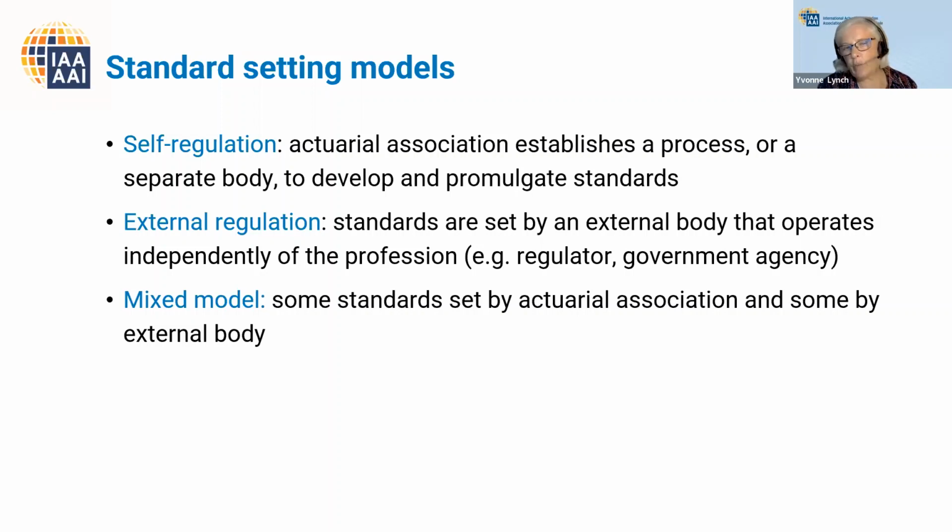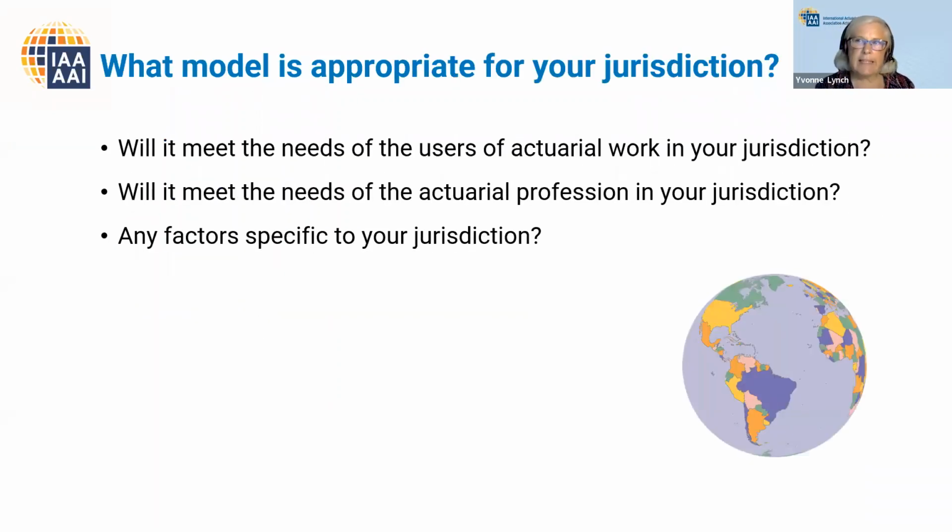In deciding which model might be appropriate for any particular jurisdiction, it'll be important to consider the needs of the users of actuarial work and how those needs are best served. For example, will one model have significantly wider reach in terms of application than another model? Will one model be less at risk of undue commercial influence than another model? Which model will deliver standards in the most timely and cost-efficient manner, while also ensuring that there's good governance and good oversight over the end-to-end process?